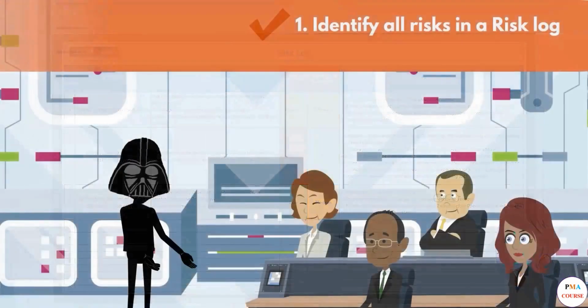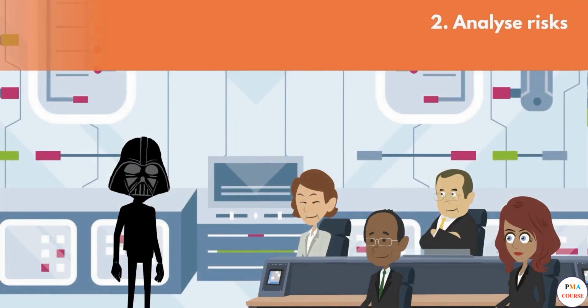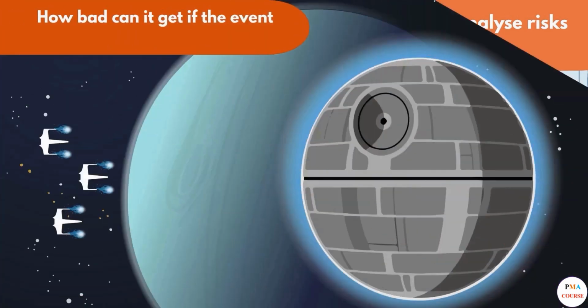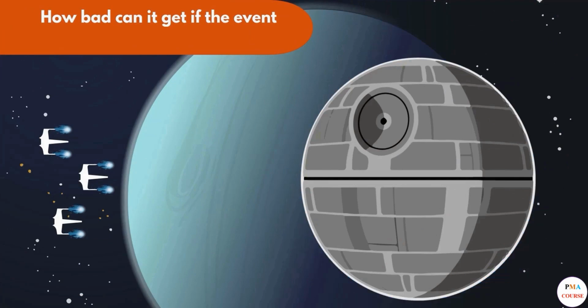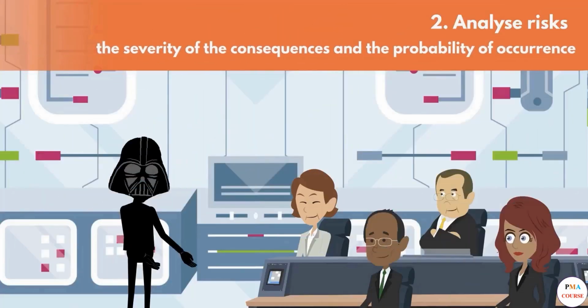Now, once the risks have been identified, the next step is to analyze them. We can do this by reviewing two dimensions. How bad can it get if the event happens? And how likely is it that the event actually happens? Or in other words, the severity of the consequences and the probability of occurrence.